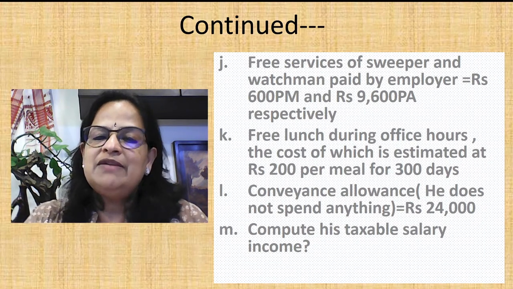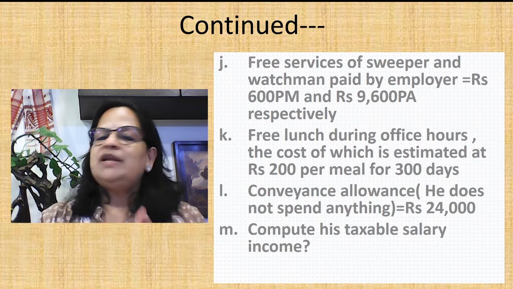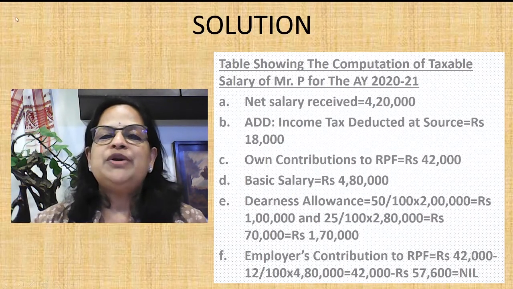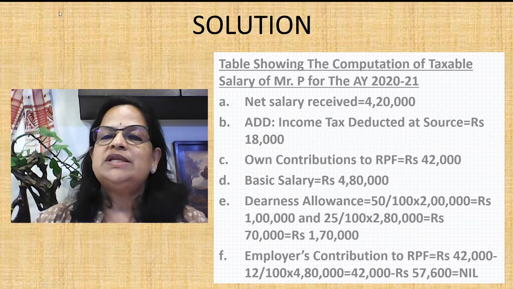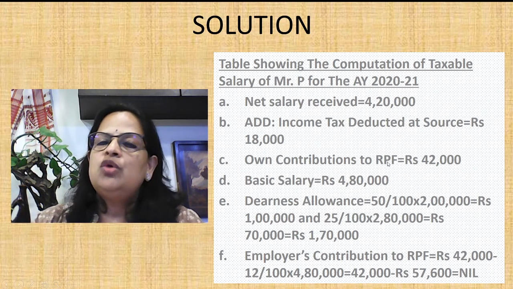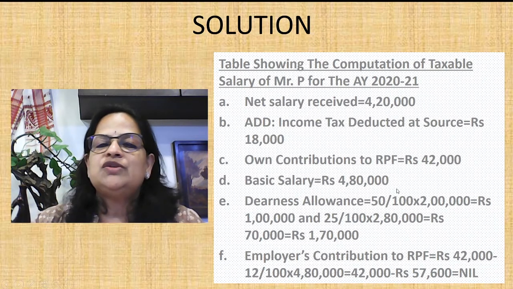Now conveyance allowance, he has not spent anything, meaning it will be fully taxable. Compute taxable salary. Now, table showing the computation of taxable salary of Mr. P for the assessment year 2021. Net salary received is 4,20,000. You have to add two values: one is income tax 18,000, the other own contribution to RPF. So the basic salary you are getting is 4,80,000.